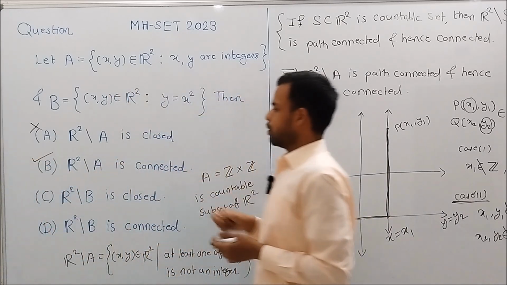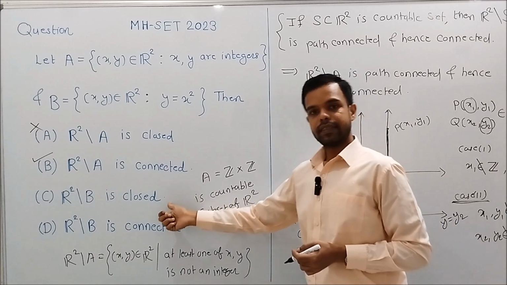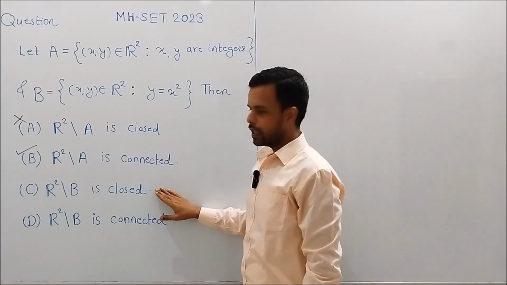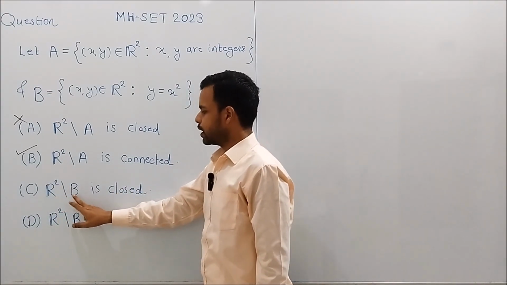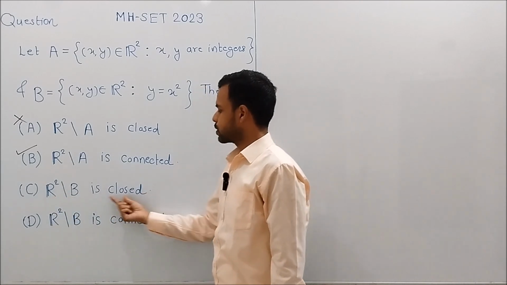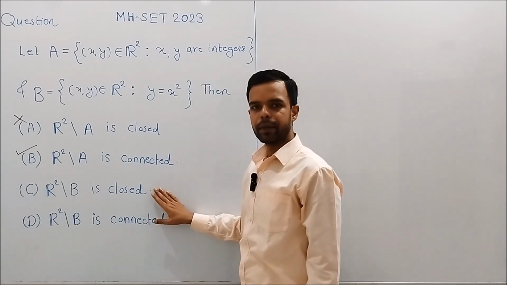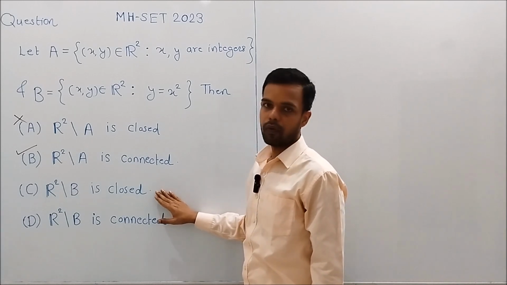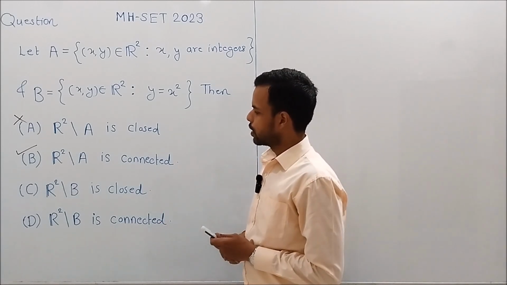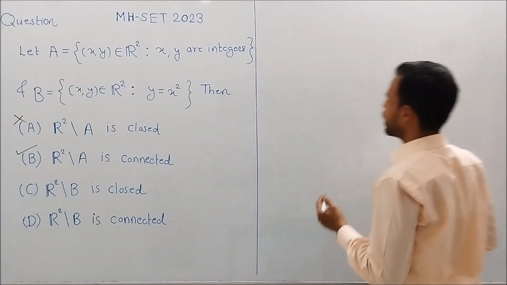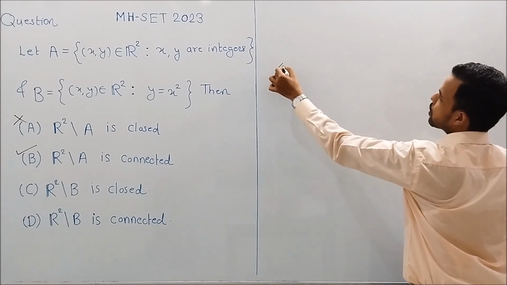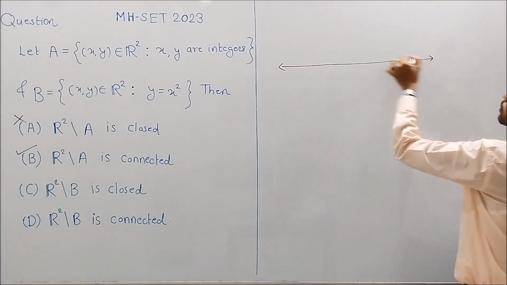Now let's move to the statement in C. The statement in C is: R2 minus B, that is the complement of B in R2, is closed. Is this a true statement? No. This is also a false statement. To see it, let's see it geometrically. Let's draw the XY plane.